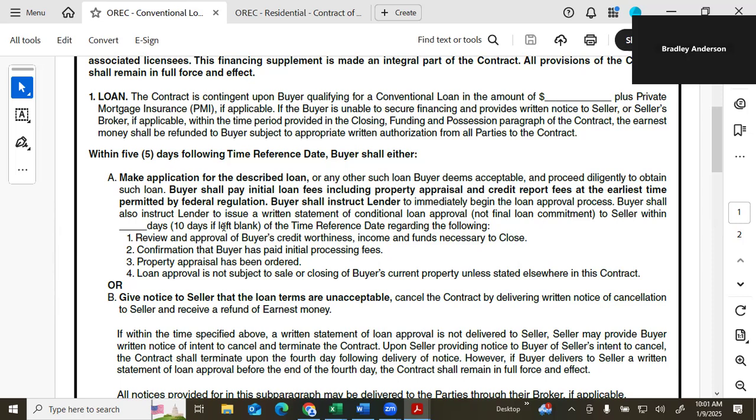Now, it's not the final loan commitment. That would have to go through underwriting. But you're basically doing everything but getting that final loan commitment. And you're going to deliver that to the seller, the lender will, to the seller within X amount of days of the time reference date regarding the following. So before we get to the following, it says 10 days if left blank. Well, it takes time to look under the hood and determine whether a buyer really is qualified to get this loan.